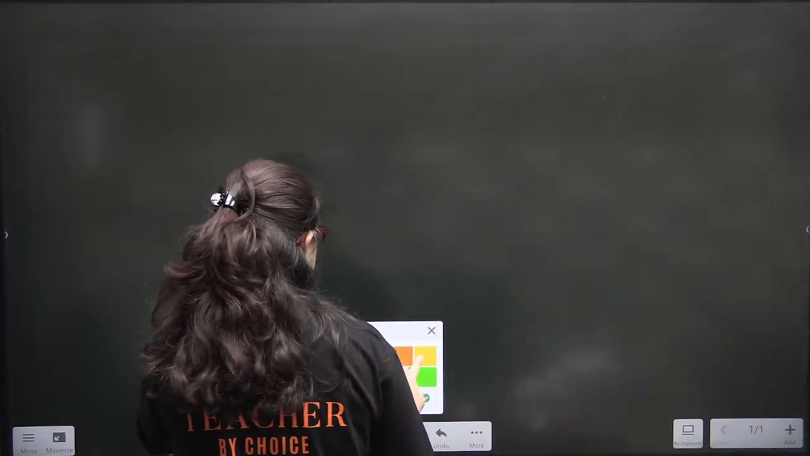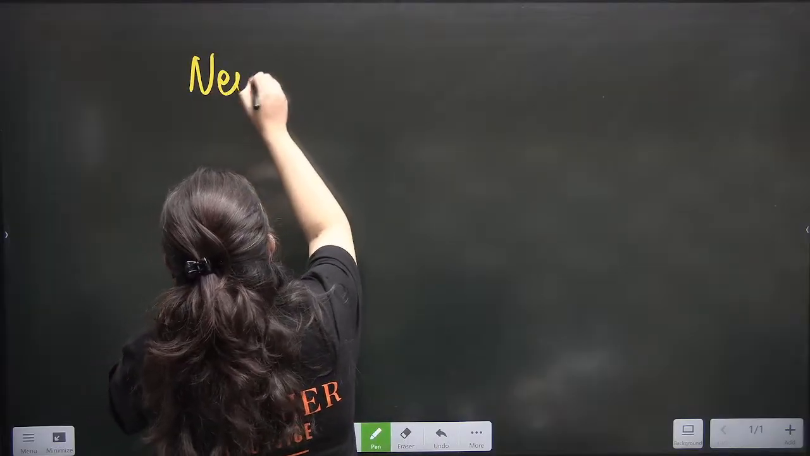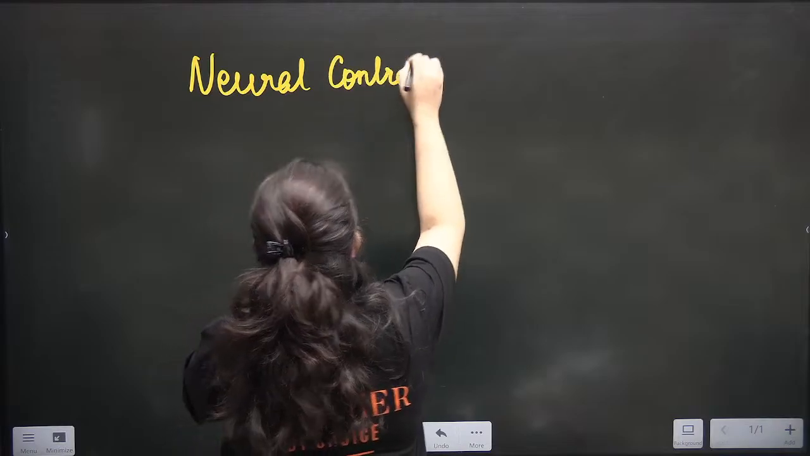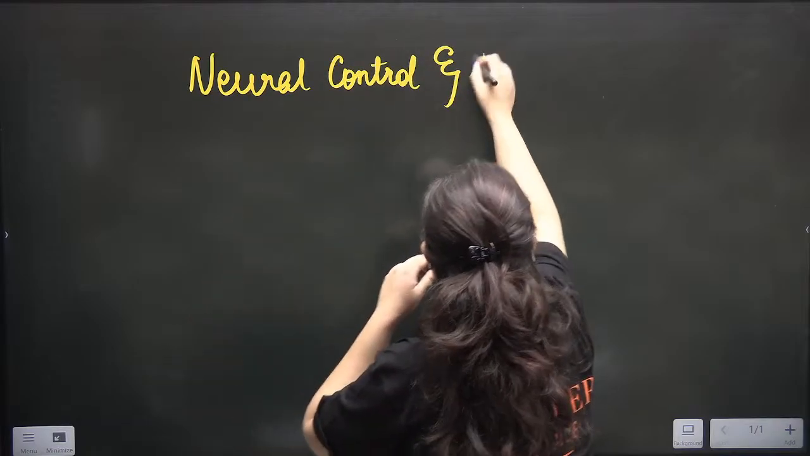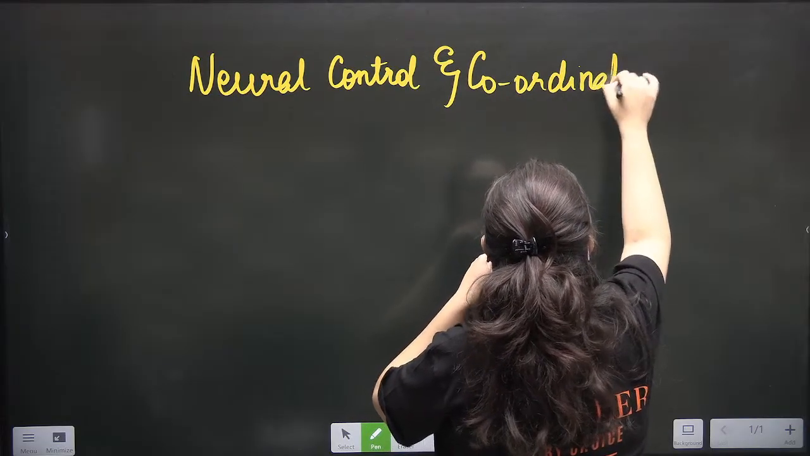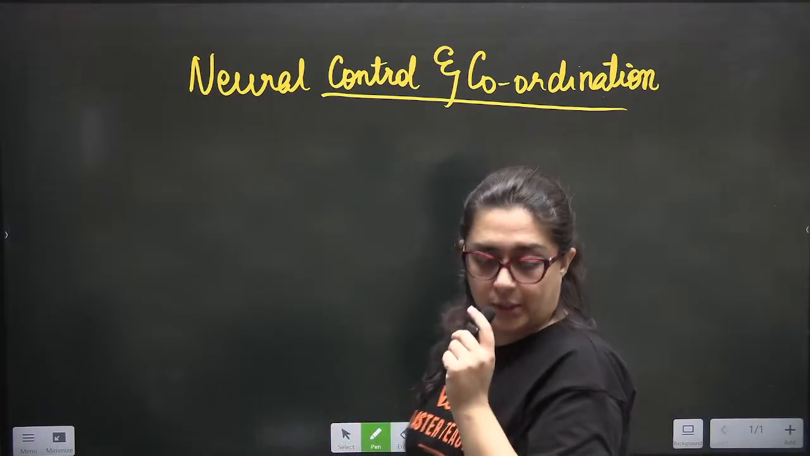So, let's start the topic. Today's topic name is Human Physiology, chapter Neural Control and Coordination.